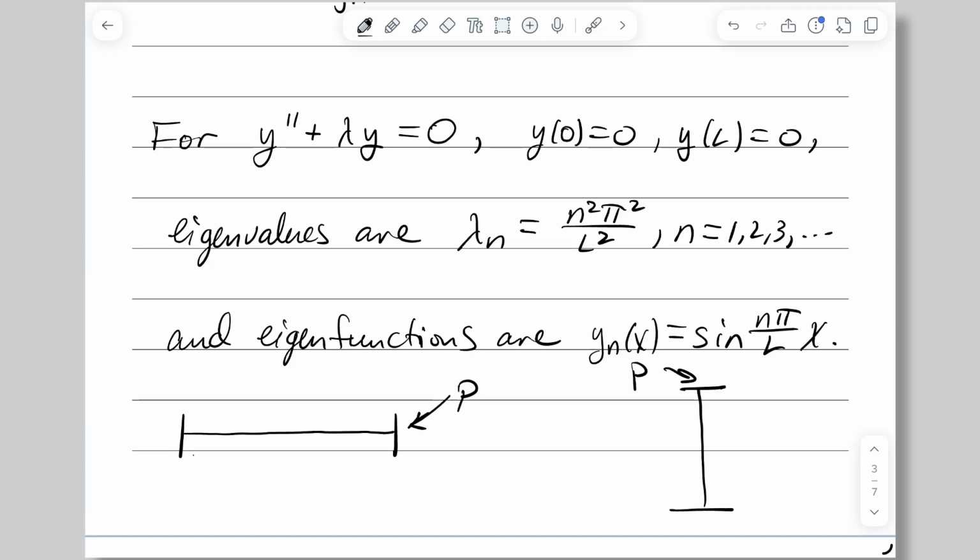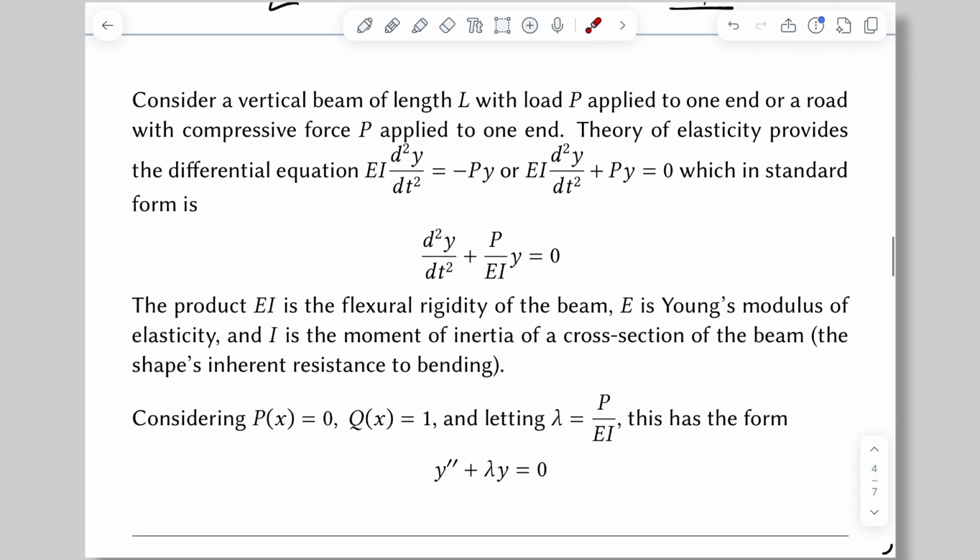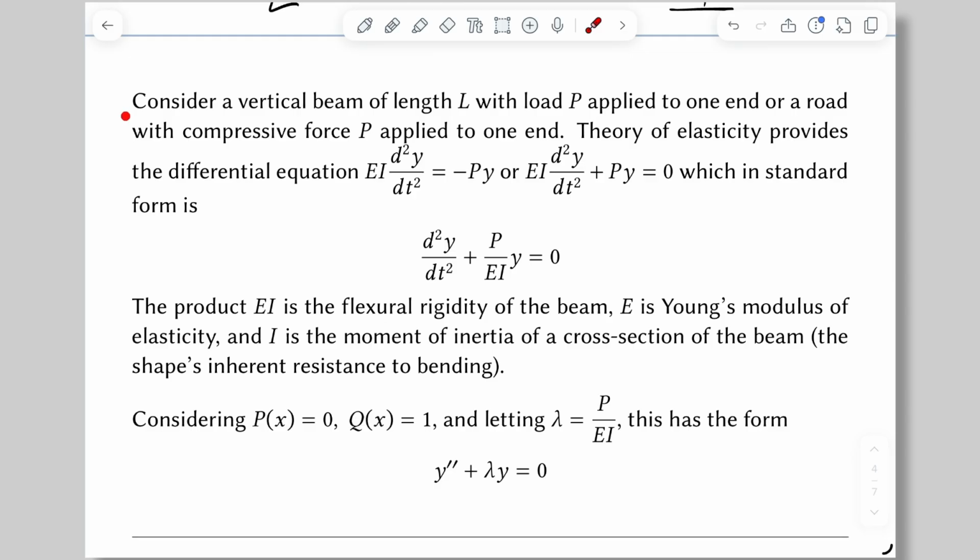For these scenarios, we're going to say the length of the road is L, or the length of the column is L. Yeah, it's the same L that we see in the eigenvalues and eigenfunctions. I know, this is a lot of text. Consider a vertical beam of length L with a load P applied to one end, or a road with a compressive force P applied to one end.